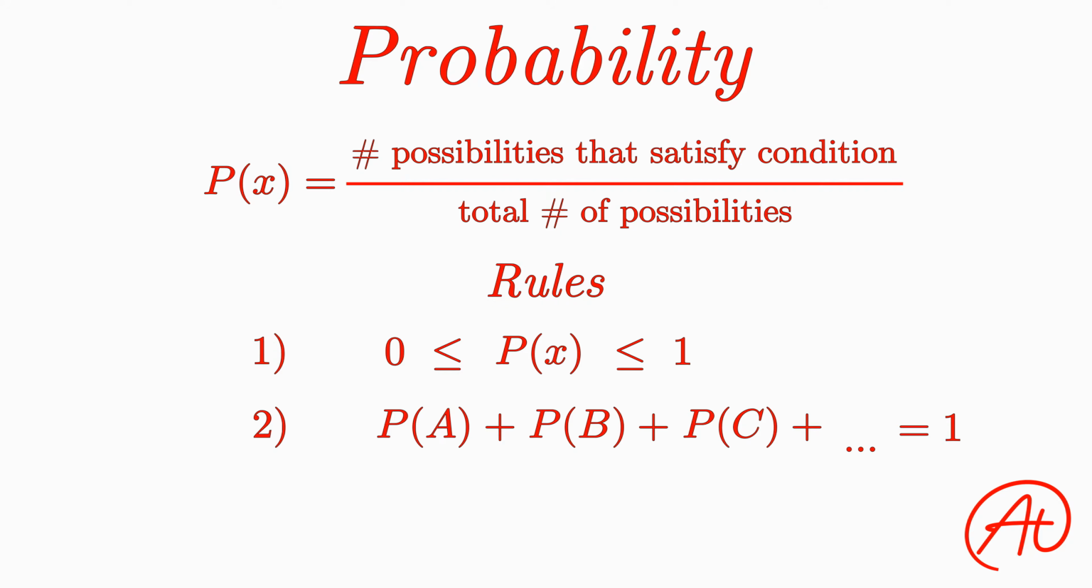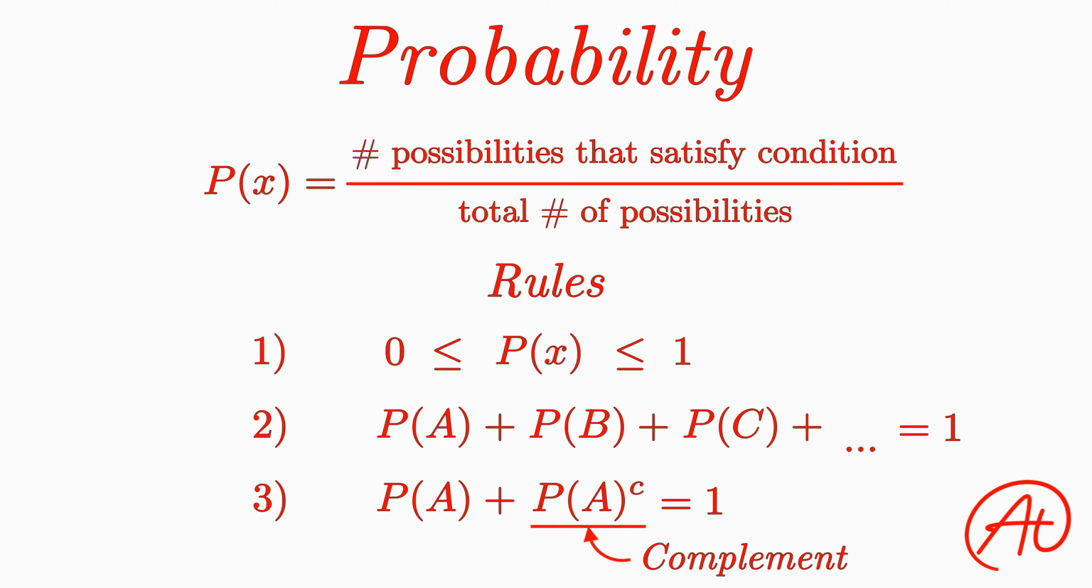Finally, the third rule is written like this, where this little c represents the complement of A, or the probability of A not happening. So this says, if you take the probability of A happening and the probability of A not happening, it must equal 1. Which again makes sense, because for any given outcome to an event, the outcome either must occur or not occur. There's no possibility of a middle ground where it does and doesn't occur.